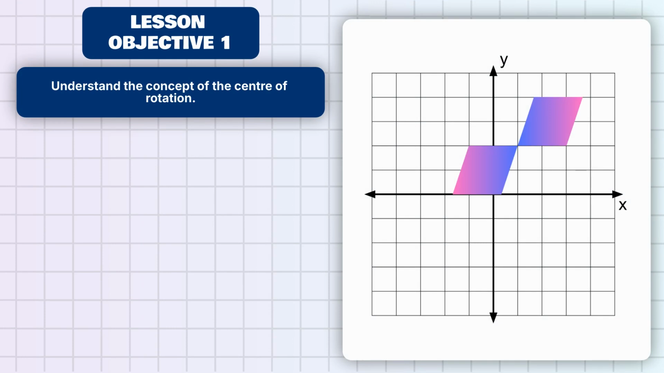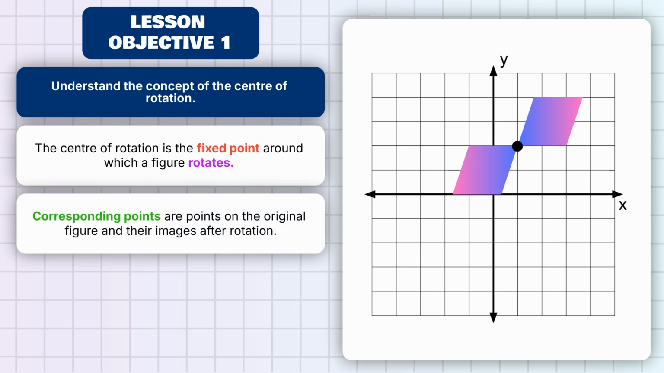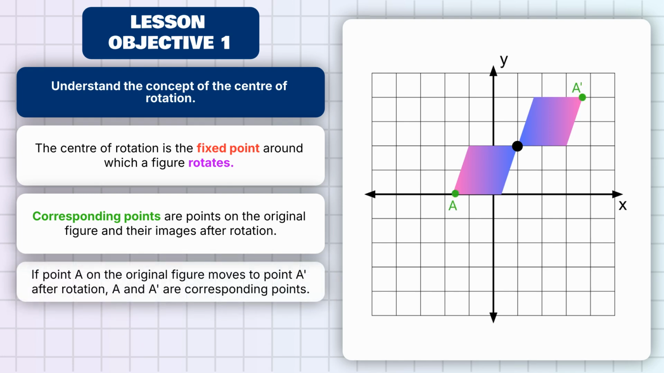First, it's important to understand what we mean by the center of rotation. This is the fixed point around which a figure rotates. Identifying this point allows us to understand the transformation applied to a figure during rotation. Let's start by considering a foundational idea, corresponding points. These are points on the original figure and their images after rotation. For example, if point A on the original figure moves to point A prime after rotation, A and A prime are corresponding points. With this, we can now look at the step-by-step process to find the center of rotation.